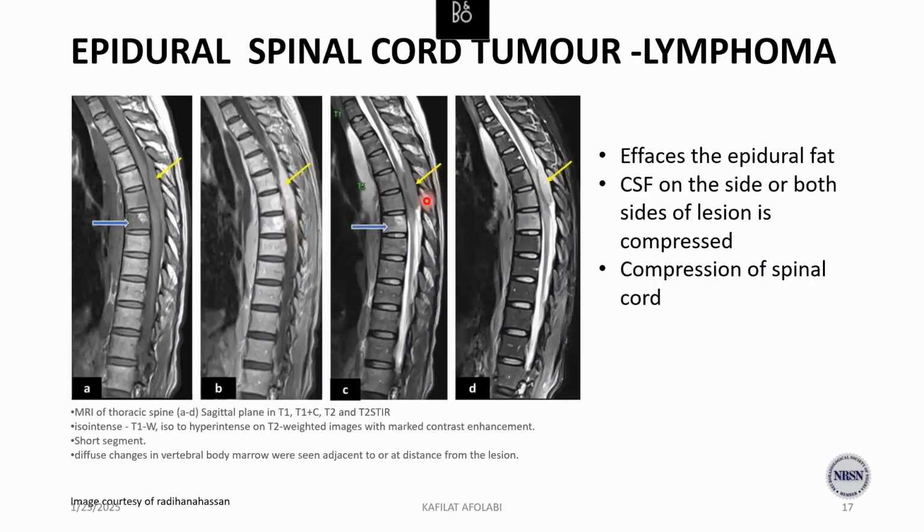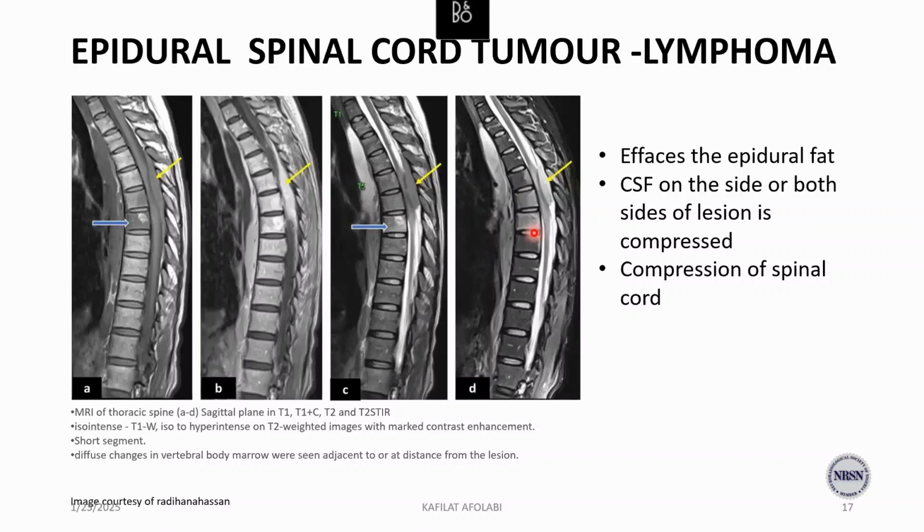On T2 weighted sequence as well, we see that it is isointense, and the fat sat T2 weighted plus contrast also shows enhancement of the tumor as well as marrow enhancement. So these findings show that this lesion is cellular, is enhancing, and there's involvement of the adjacent vertebral body, which is classical for an epidural lymphoma.